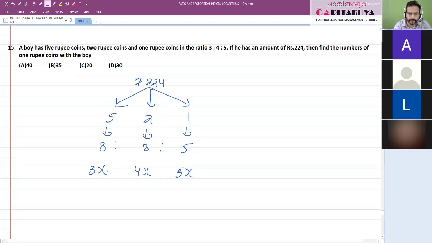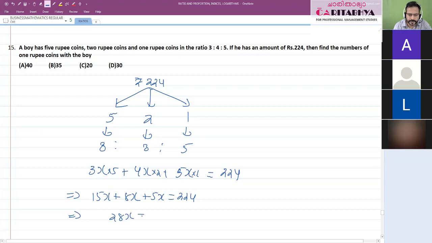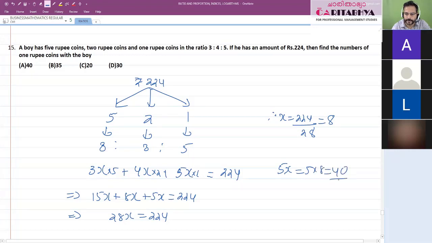So in value: 3x into 5 plus 4x into 2 plus 5x into 1 equal to 224. That implies 15x plus 8x plus 5x equal to 224. 28x is equal to 224. Therefore, x is equal to 224 divided by 28 equal to 8. What we were asked is to find the number of 1 rupee coins, which will be 5x. 5 into 8 equal to 40.